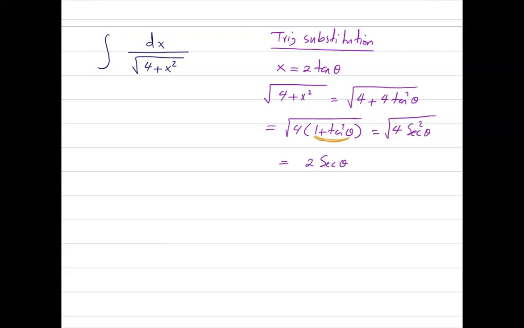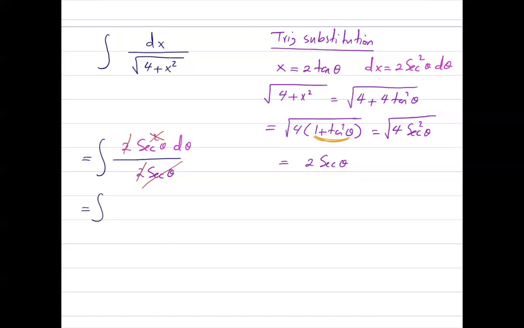So let us go back to our integral. This integral so far has denominator 2 secant theta. What about dx? Dx is equal to, well, you have 2 tangent theta, it becomes 2 secant squared of theta d theta. So you can easily get rid of 2 and 2. One of the secants disappears, and you end up with the integral of secant theta d theta.